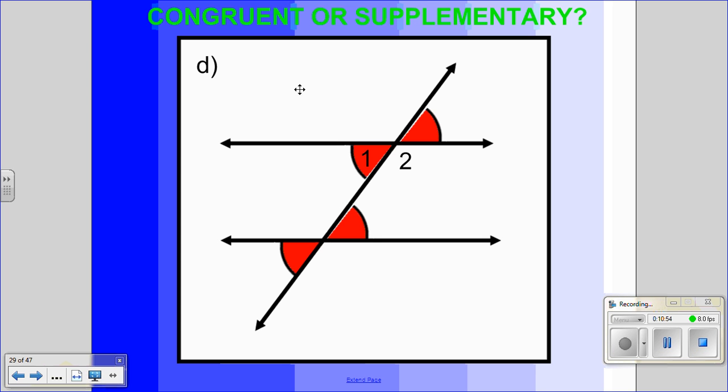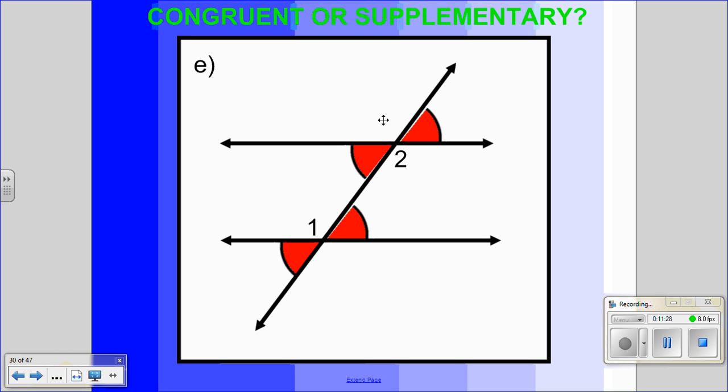All right, for D, they are shaded differently, so that means they're supplementary. And they are both adjacent, forming a line, so that means they are a linear pair. Again, if I were to use the zigzag, they're not on the same path.